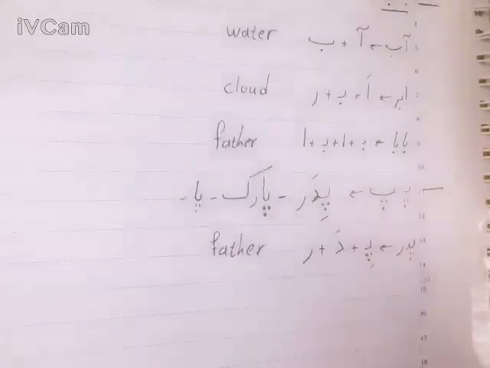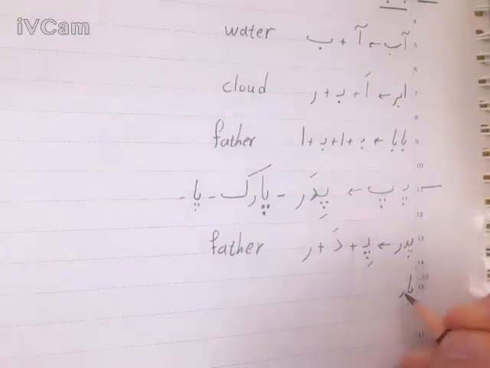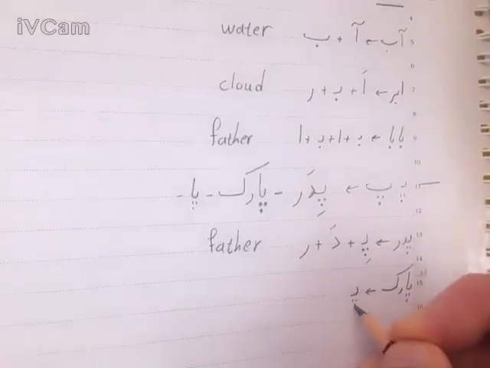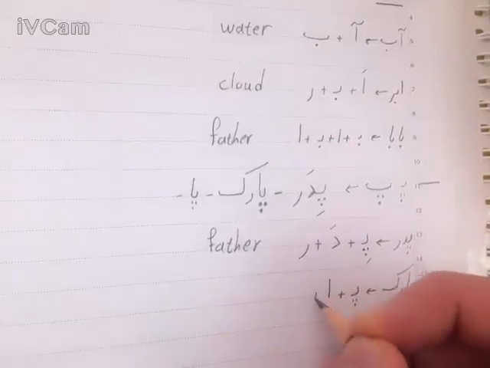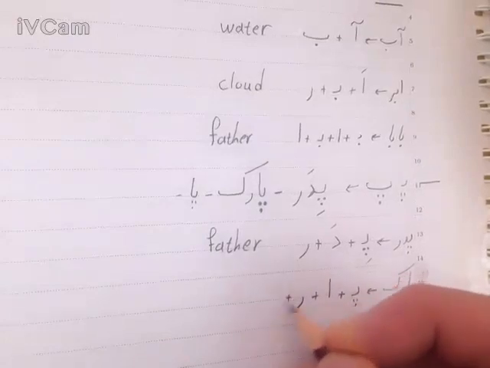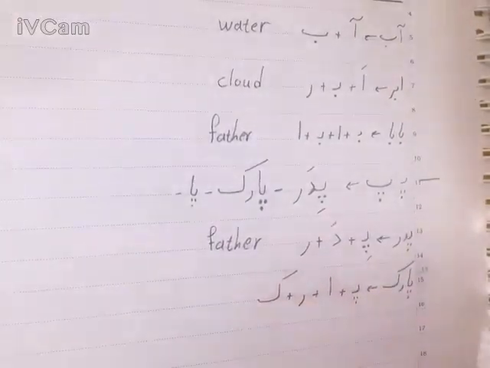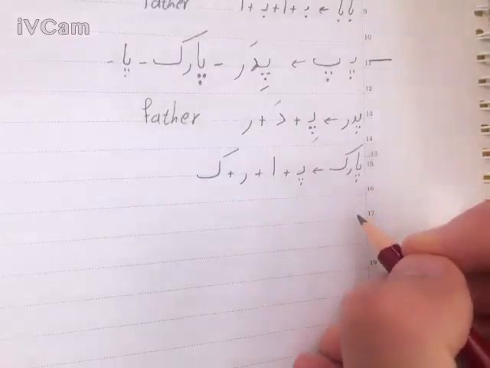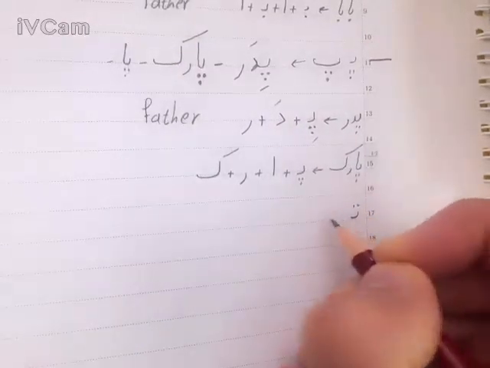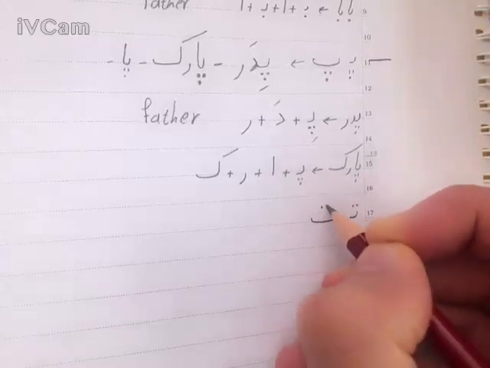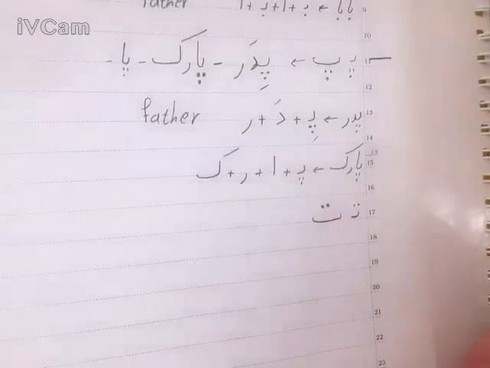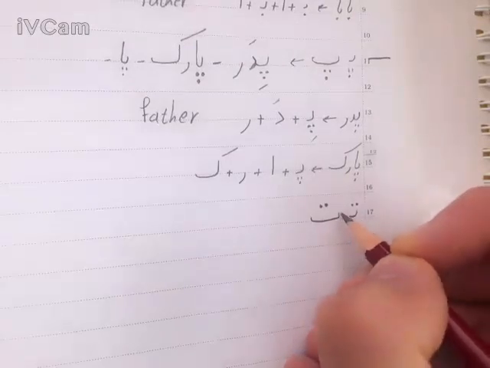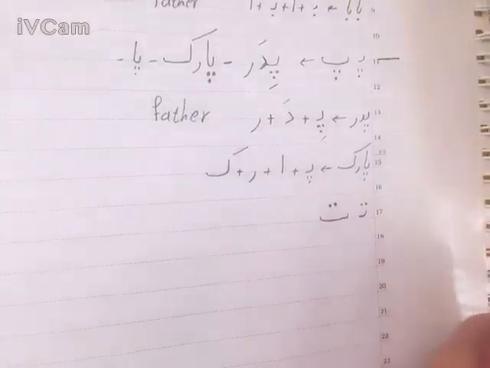So now we have park, which is P plus A plus R plus K. Park. Now we have T. Its two forms are: this one, the smaller one, is when another letter comes after it, and this one is when it comes at the end.